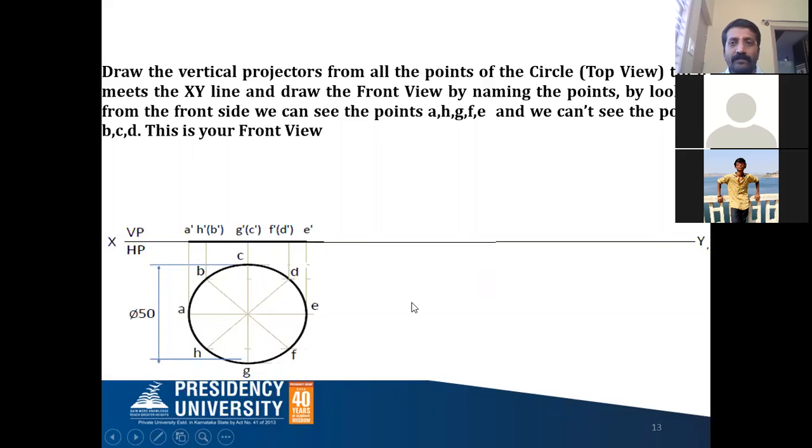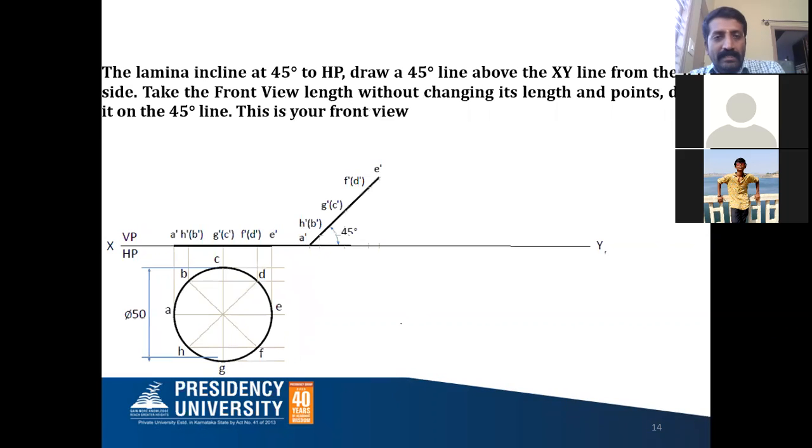Till the second position, it is similar to the previous one. Only the last position I will teach you how to draw it. Now he says the diameter of the lamina is at 45 degrees to HP. So why are we considering the HP inclination first? Because it is resting on HP.